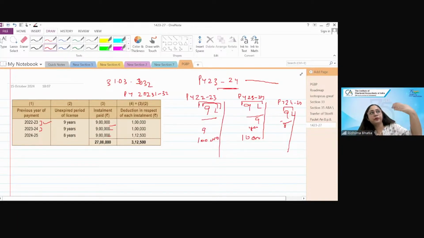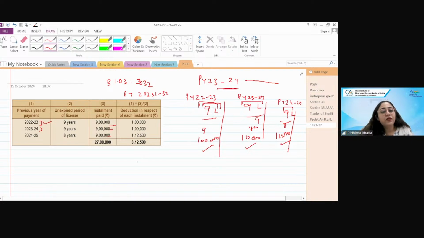क्योंकि जब प्रीवियस ईयर 24-25 में पेमेंट हुआ, उससे लेके 31 मार्च 32 तक 8 असेसमेंट ईयर्स आते हैं, which makes it 1,12,500. So हर साल 1 lakh for the payment which was paid on 1st April 22. Every year 1 lakh for the payment which was made in April 23, and 1,12,500 for the payment which was made in April 24.